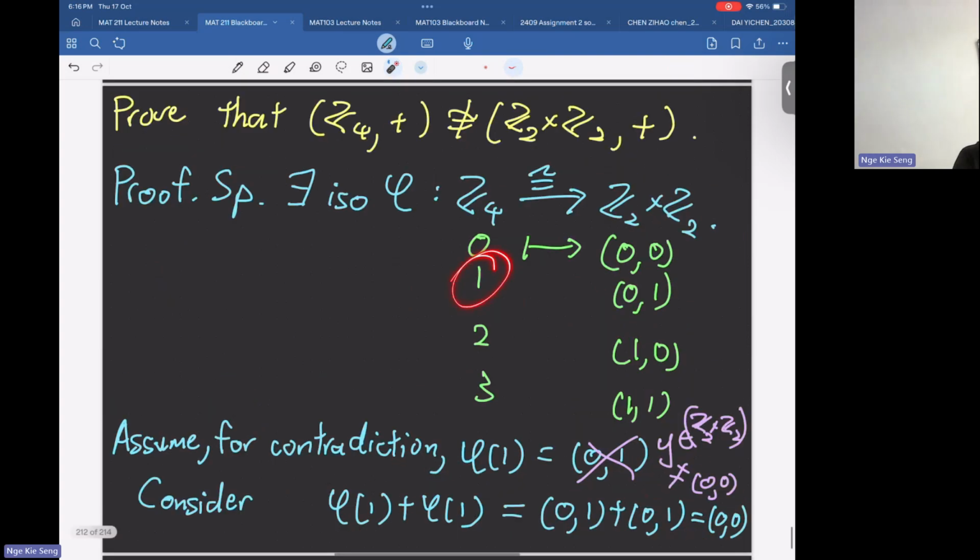Okay, but on the other side, what's the order of 1 here? Order of 1 is what in Z4? How many times you add to yourself, you get 0? 3 times, but you add 4 of them, right? So the order is 4. Does it make sense? So meaning Z4 has an order 4 element, and then in Z2 cross Z2, all of them are order 2. So they cannot be isomorphic. So there's some clue for you to see how to get isomorphism or how not to get isomorphism. You can look at their order of elements.